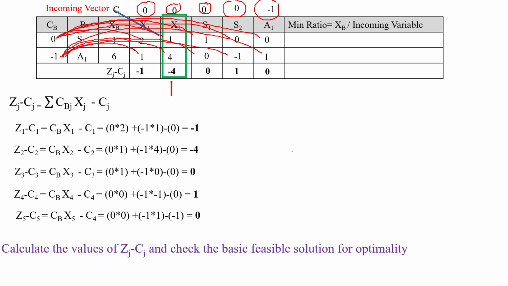If all the Zj minus Cj values are positive, we have got the optimal solution. Otherwise, we have to select the most negative value. So the most negative value is -4, for the x2 variable. So the x2 column we call the key column, and it is also called the incoming vector. Here the x2 variable enters the basis. Initially there is no x2 in the basis. Next we have to replace a variable in the basis with x2.